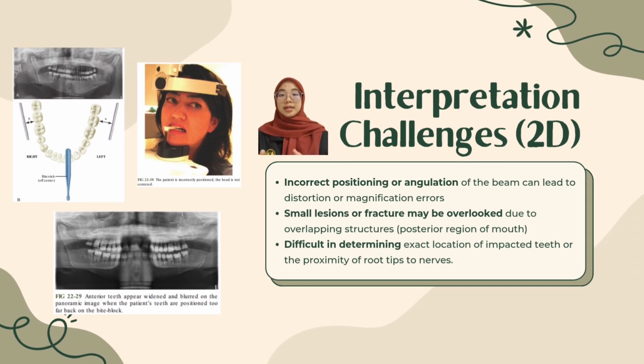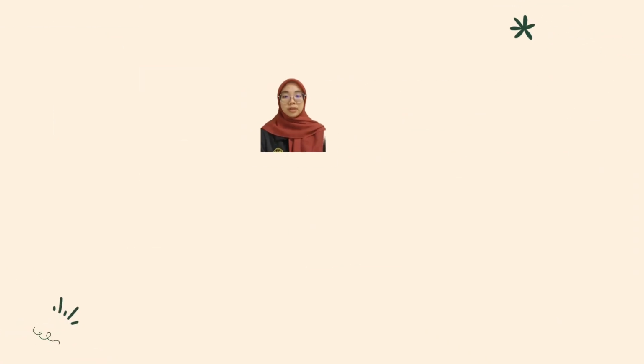Another limitation arises in terms of the interpretation of 2D radiographs. Errors in beam positioning or angulation can lead to image distortions or magnification issues, making diagnosis less reliable. Furthermore, small lesions, fractures, or other abnormalities may be overlooked due to overlapping structures, especially in the posterior regions of the mouth. This makes it challenging to determine the exact locations of impacted teeth or the proximity of the root tips to the vital nerve.